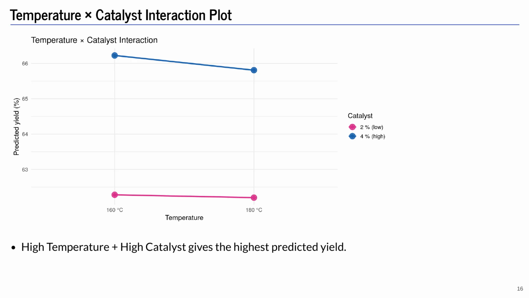Notice what a main effect plot for temperature alone would have shown: a positive slope, averaged over both catalyst levels. It would have told you to use high temperature, which is correct, but it would have completely hidden how much of that gain depends on pairing high temperature with high catalyst. The interaction plot gives you the full picture.